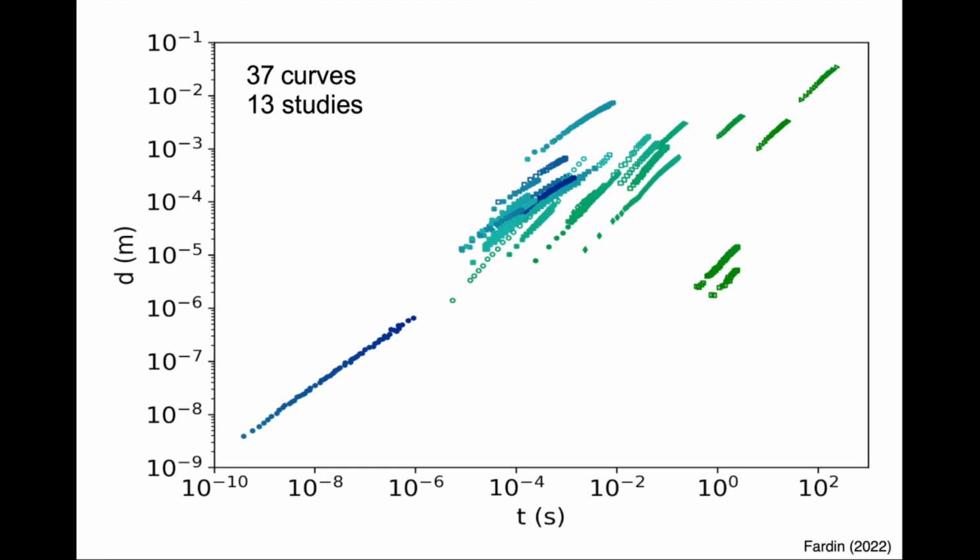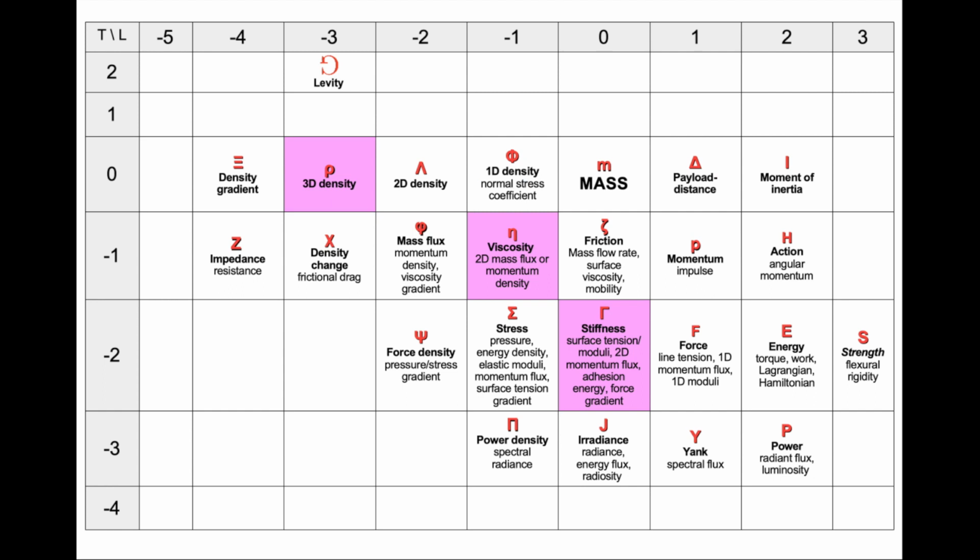There are 37 curves from 13 different studies of spreading, coalescence, and pinching on this plot, which we compiled in a recent review. Sizes range from nanometers to centimeters and time from nanoseconds to hours. Using these subjective units, the meter and the second, or any other subjective standards, it is very hard to see that all these dynamics essentially belong to the same category. They are all due to the interplay of surface tension, density, and viscosity.